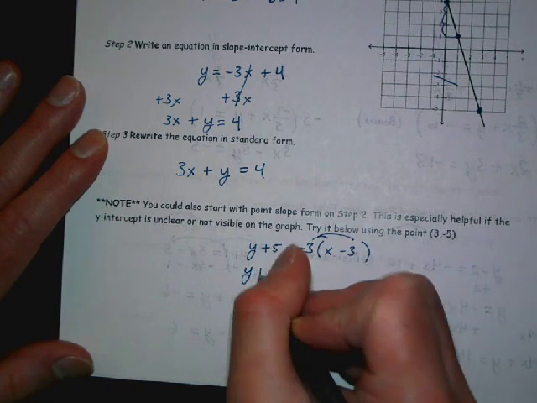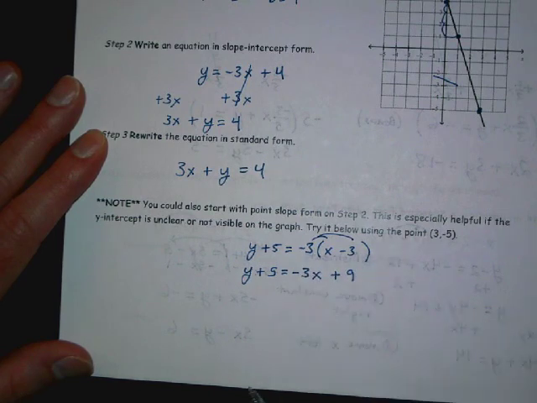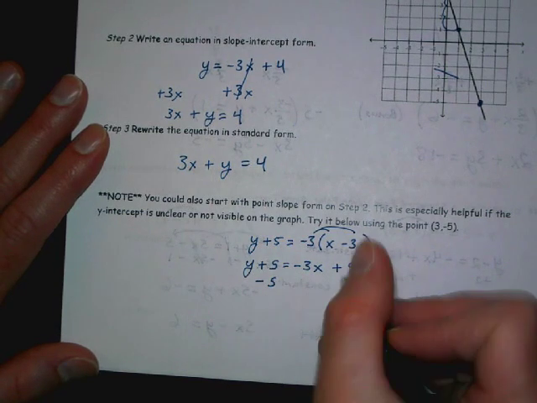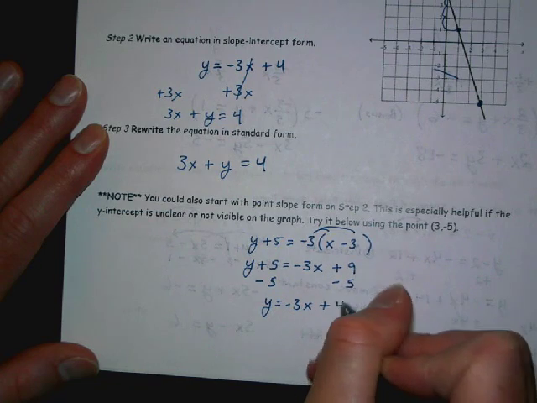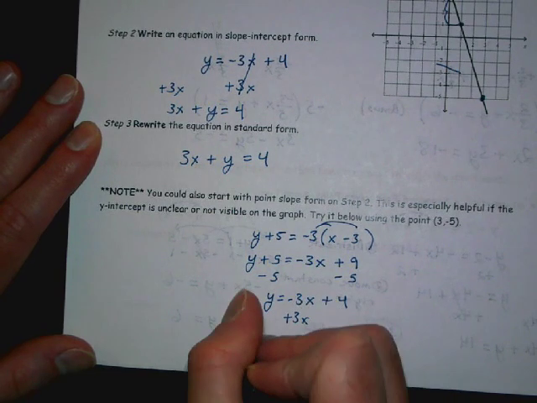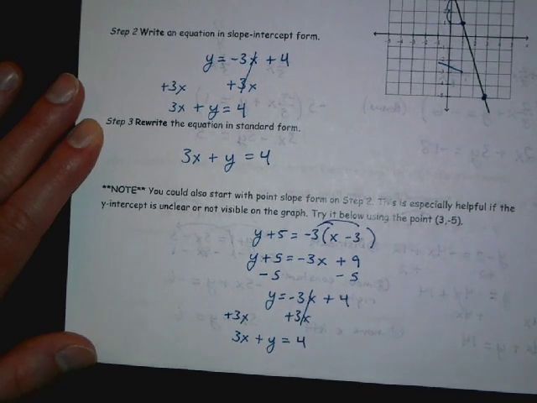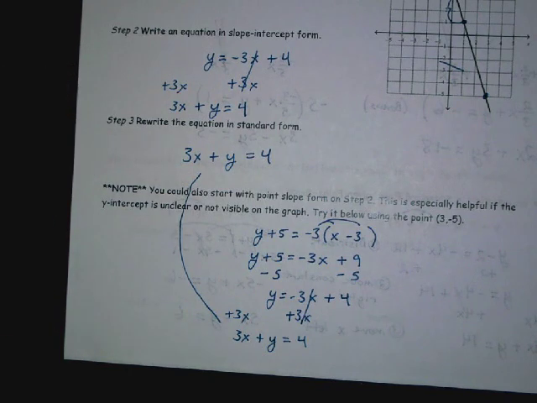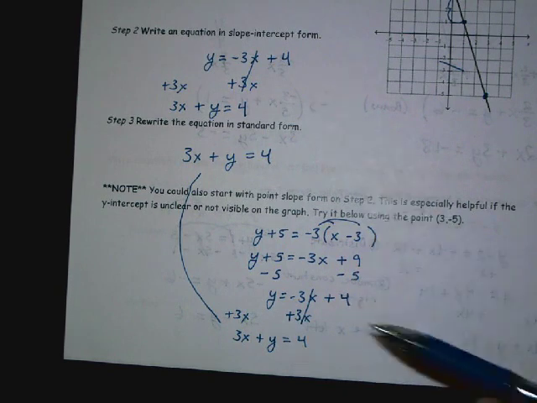And then you'd go through those same steps we did in that last group where you're going from point slope to standard. We would distribute. So that gives you negative 3x plus 9. Negative 3 times negative 3. And then we move the constant right, so minus 5. So 9 minus 5 gives us 4. And then last, you'd move the x to the left. Plus 3x. And you end up with 3x plus y equals 4. And you'll notice that is the exact same thing we got up there.